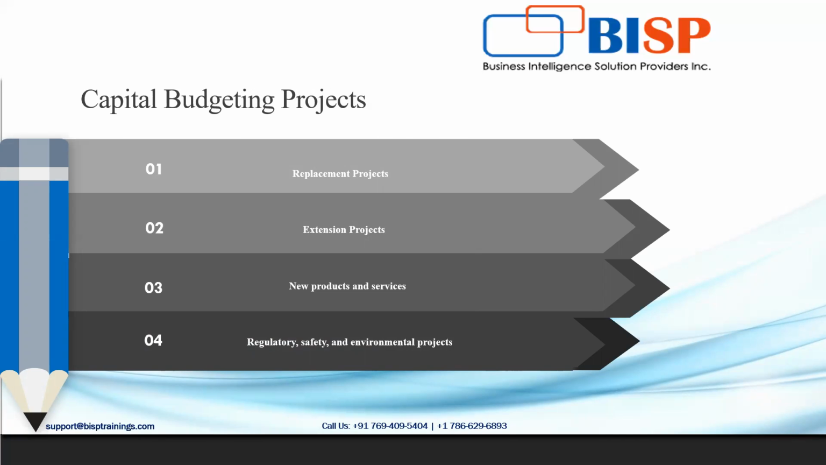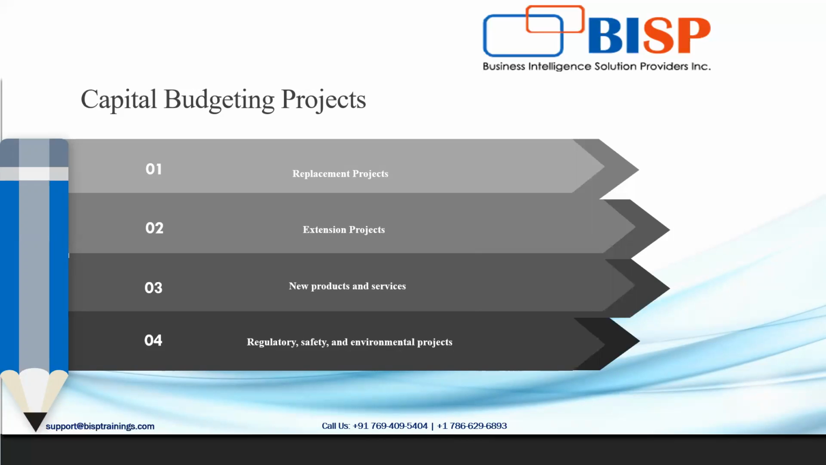First being replacement projects. So replacement projects means these projects help in maintaining the normal course of business and do not usually require very thorough analysis. For example, if a piece of equipment becomes obsolete, the decision whether to replace it usually does not require detailed analysis. Replacement decisions that involve replacing existing equipment with more efficient equipment or with newer technology usually require more detailed analysis. Then we have extension projects.